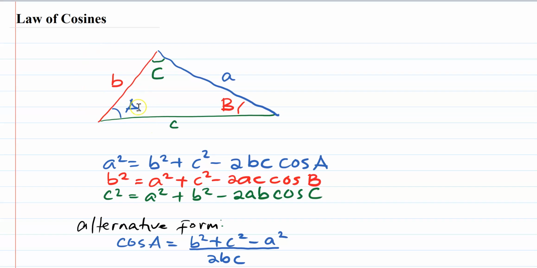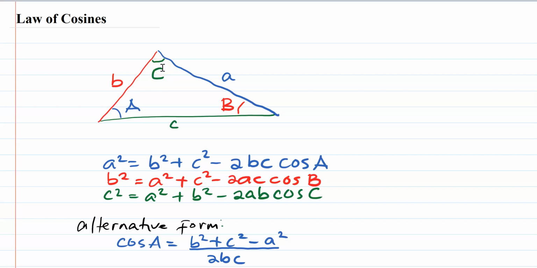Suppose you have a triangle where the interior angles are angle A, angle B, and angle C, and the sides are side A, side B, and side C. Remember that side A is opposite to angle A, and side B is opposite to angle B, and side C is opposite to angle C.